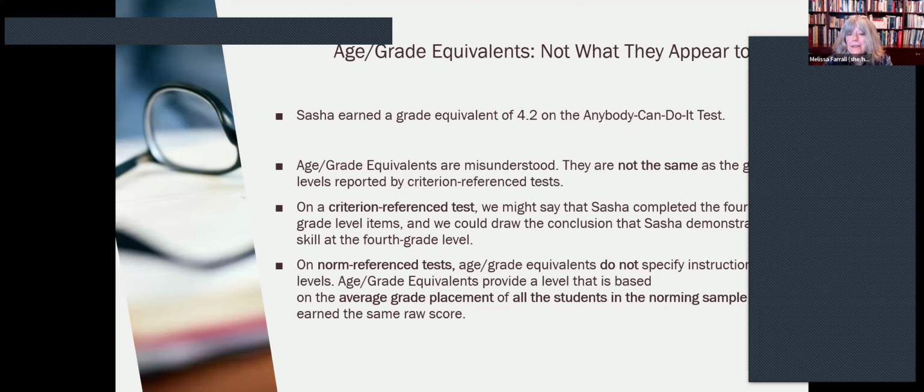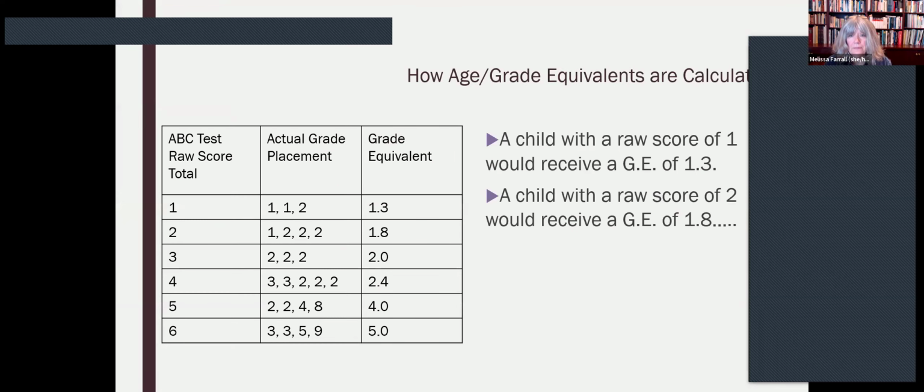Okay, this language here is really important. Age and grade equivalents provide a level that is based on the average grade placement of all the students in the norming sample who earned the same raw score. There's just a lot of stuff packed into that sentence. I'm going to say it again. Provide a level that's based on the average grade placement of all the students in the norming sample, from K all the way up through grade 12, who got the same raw score. I'm going to take you through this in a little bit more detail because it's kind of hard to visualize.